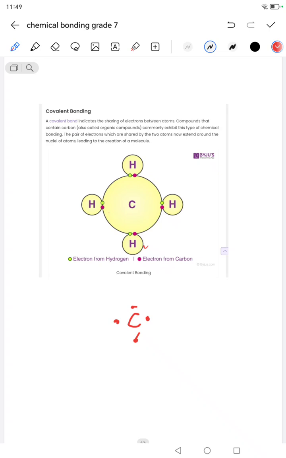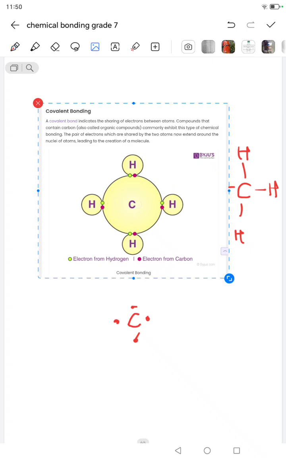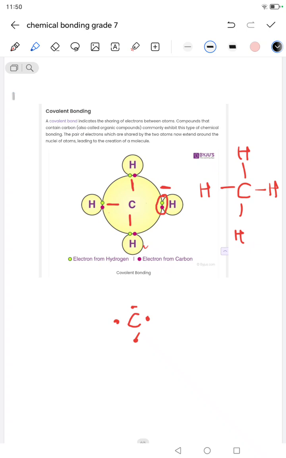That's how the carbon is forming single bond with each hydrogen. Why we are saying single bond? Just because each atom is contributing 1 electron. Hydrogen's 1 electron and carbon's 1 electron, they are mutually shared between these two, and that's how the single bond is forming. So that's how the CH4 is formed.